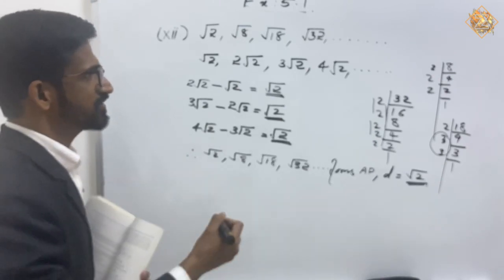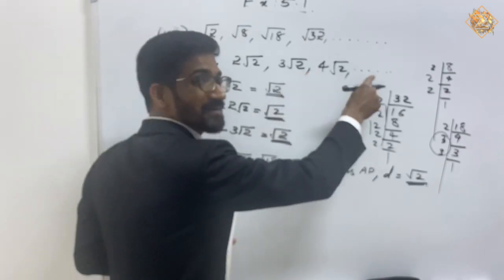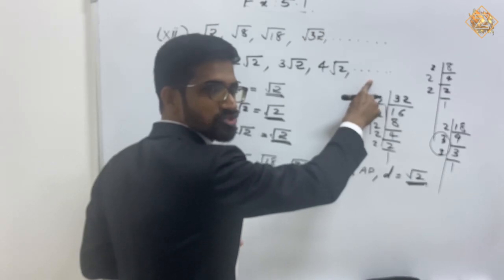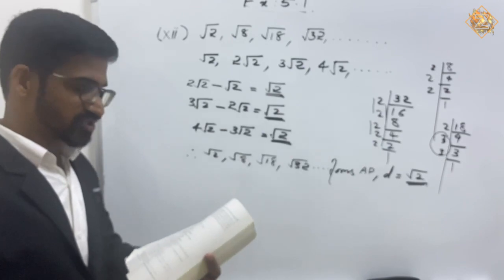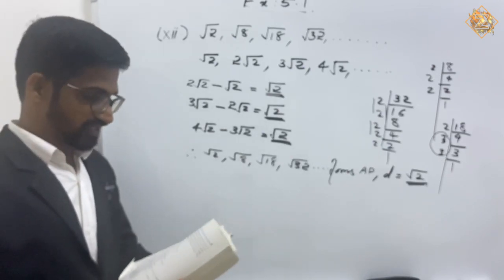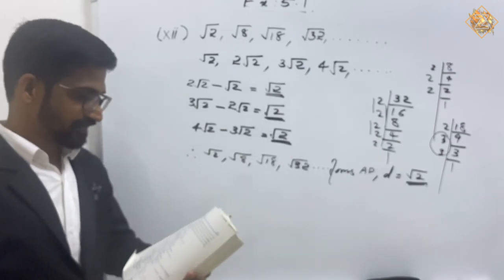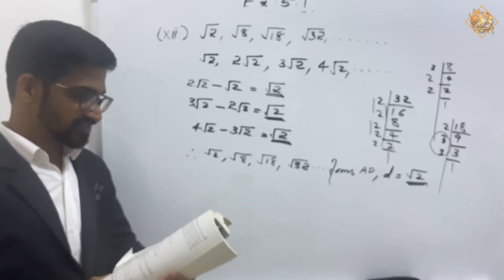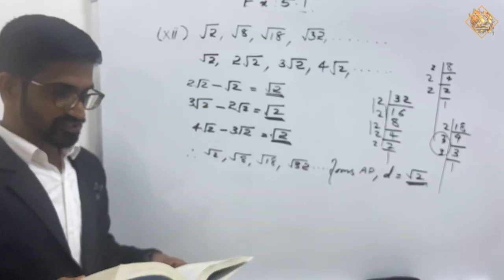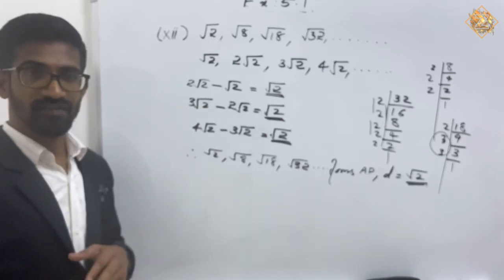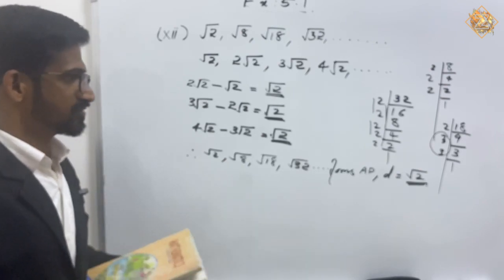To get the next term, what you have to do is 4 root 2 plus root 2. What will it be? 5 root 2. To get the next, similarly you can add, and try to find the next 3 terms of the AP. Okay. Similarly, can you try question number 13, 14 and 15? It's easy only. Just try, students. Okay. Next topic we will discuss: nth term of an AP. Okay. Just take this to your notebook.